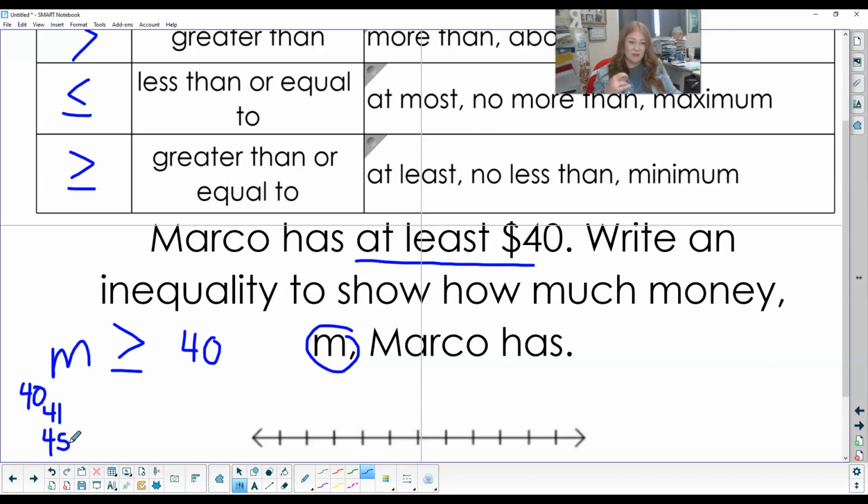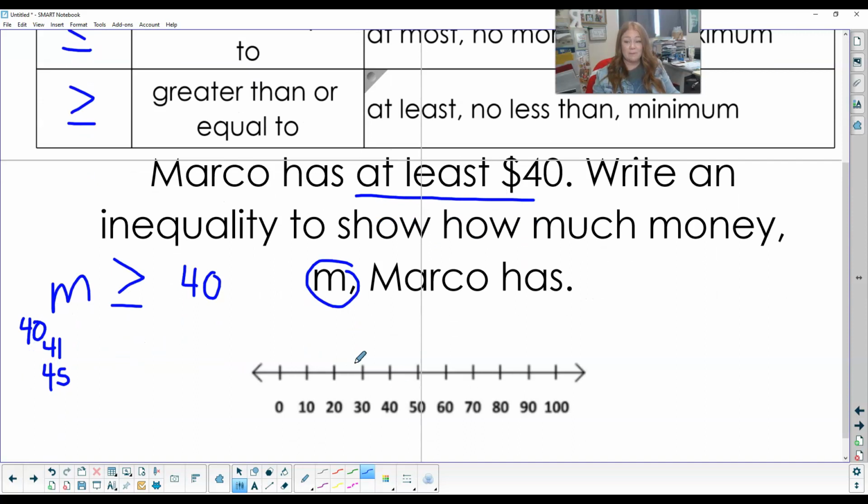So once I know my variable and I have some ideas, that helps me know which way my symbol should go. That's always the hardest part, is figuring out your symbol. And then once you have this, so we know it's 40, so I come and circle 40. And because it has that line underneath it, you fill in your circle to grab it and include it. That door is shut. Fill it in. And it could equal things like 40, 41, 45, anything. Marco could have anything with money larger than that.